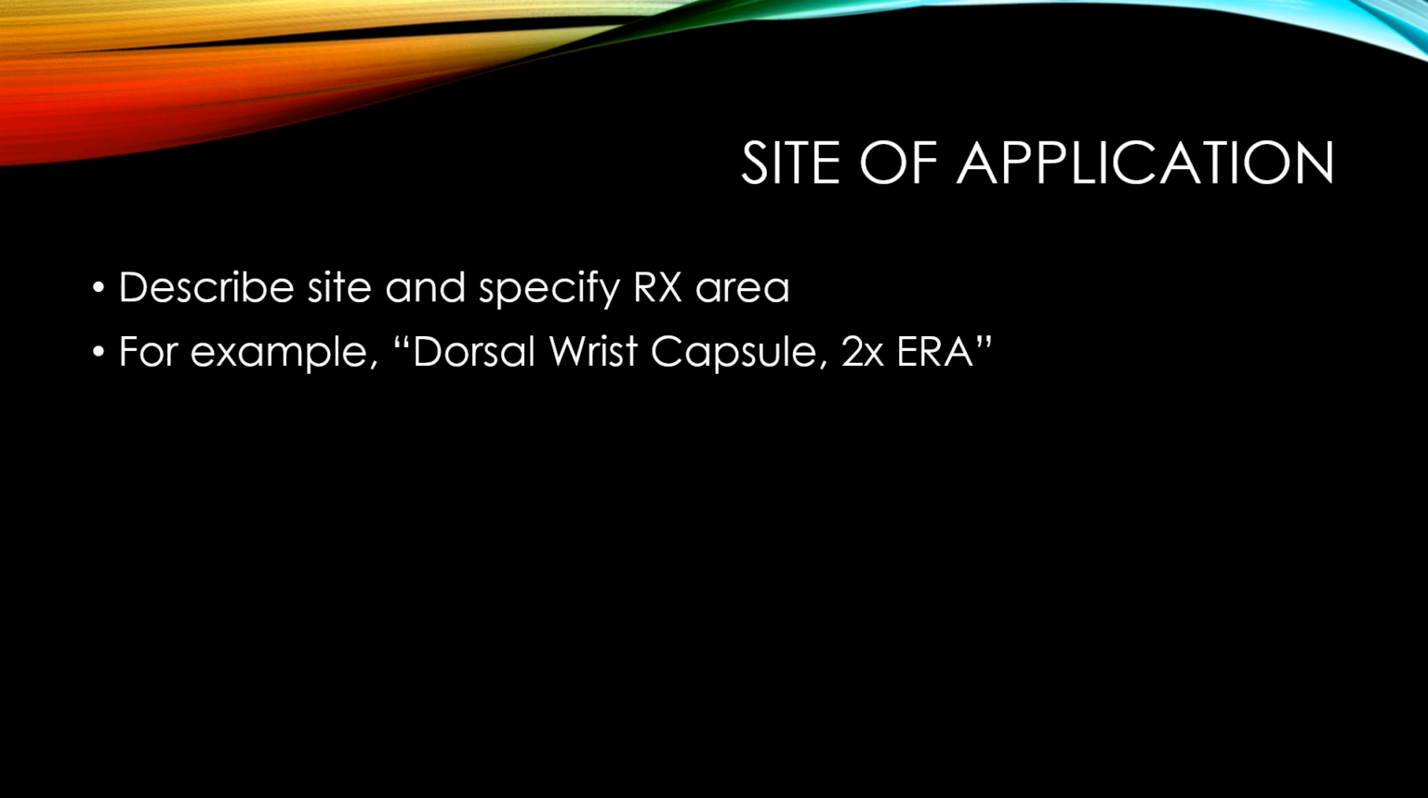Another parameter, if you will, that the therapist will choose or decide on is the site of application and how big an area the ultrasound is applied to. This isn't anything that you're actually setting on your machine, but you are making this decision when you are applying the ultrasound. So for this, when you document, you want to describe where it was and also describe the treatment area that was covered. So for example, you might document dorsal wrist capsule and then 2 times the ERA. So if the ERA of the sound head that you were using, which you've also documented, was say 5 square centimeters, in this case then the treatment area would be 10 square centimeters, 2 times the ERA.